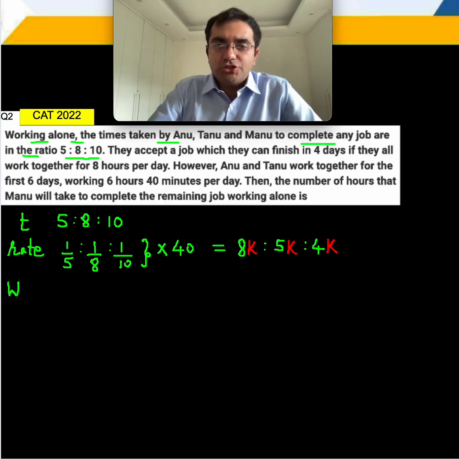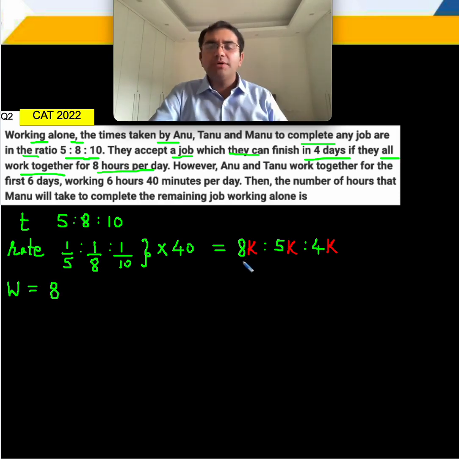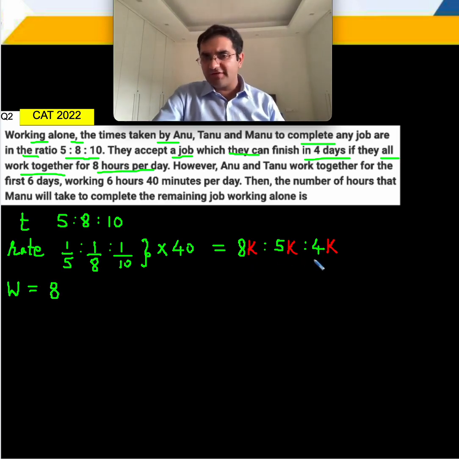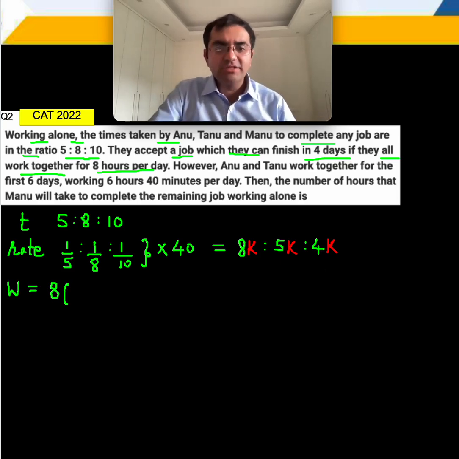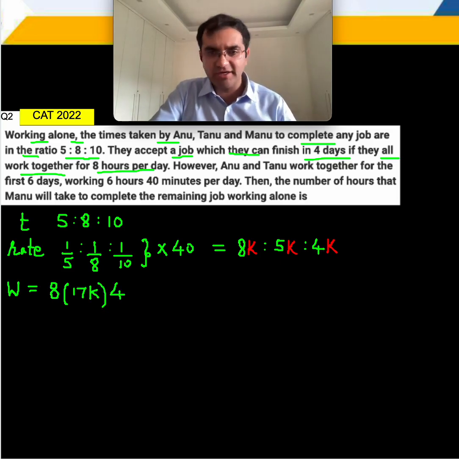They accept a job which they can finish in 4 days if they all work together 8 hours a day. So 8 hours a day काम किया, together काम किया, so that means per hour ये लोग कितना काम कर रहे हैं, 8 + 5 + 4, 17K. So they are working for 8 hours, 17K units per hour for a total of 4 days. तब जाके काम हो गया.